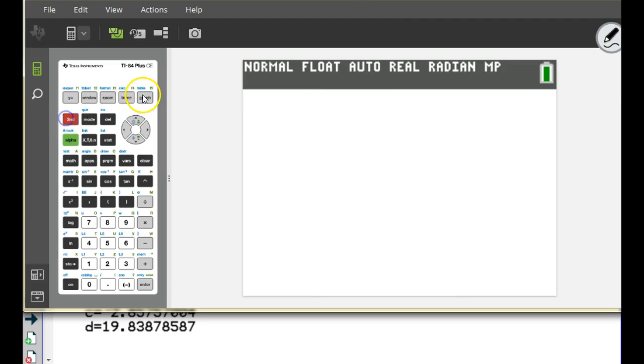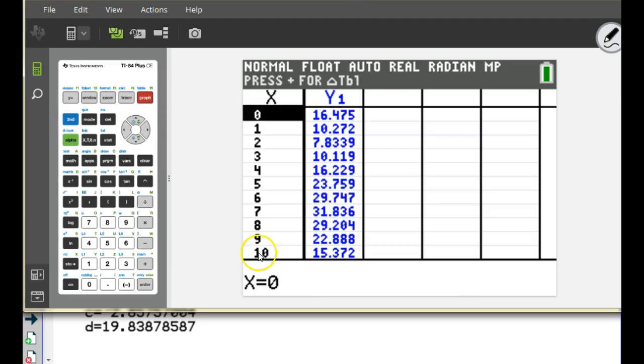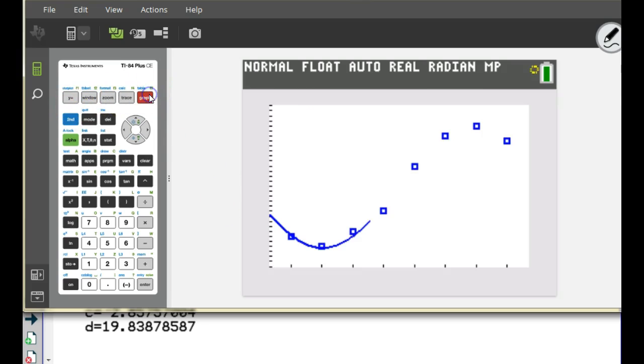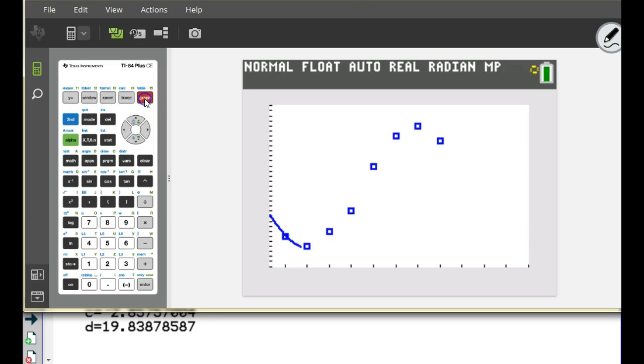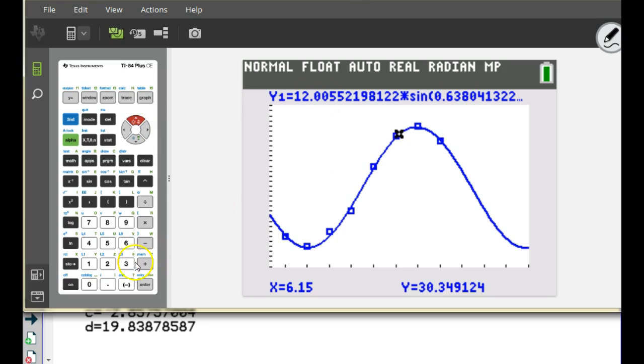All right, then I should just be able to go to the table and look at 10 for October, or type in 10 if you have it on Ask Auto. Or you could go to the graph, but I don't know that my window goes out to 10. I'd have to make it go out to 10. And then I could do trace, up arrow so I'm on the equation, and put in a 10. So we get 15.37 either way.